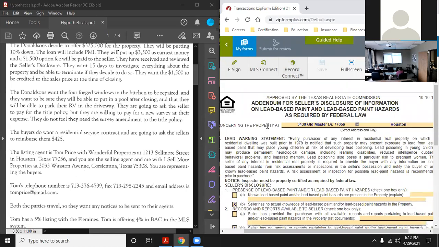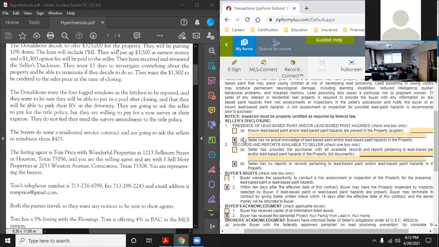So yeah, this you're basically putting here that the seller has no actual knowledge of the lead-based paint, because it's just that it's before 1978 that you have to have this, but it's not necessarily saying that we tested it and there was lead. That'd be something like an A. You've known that there's lead-based paint or lead-based paint hazards present in the property. The seller might not know that, so you can put B here if they don't know. And then if the seller has provided purchaser with available records or reports pertaining to lead-based paint, you would put A here. We have not gotten any reports, so that.